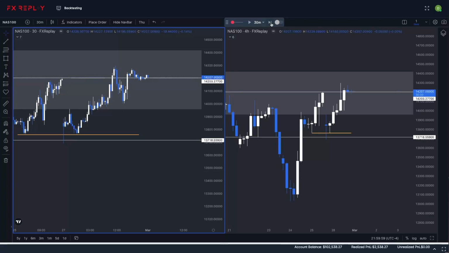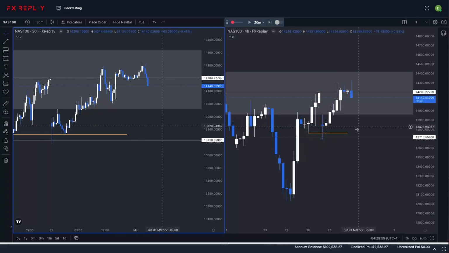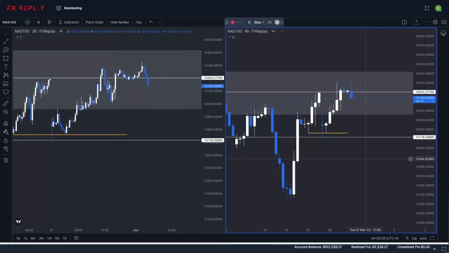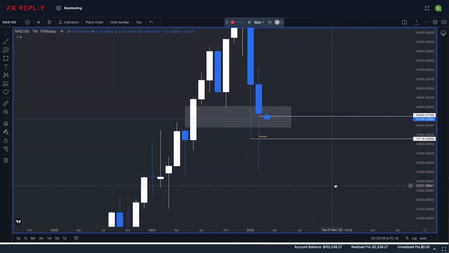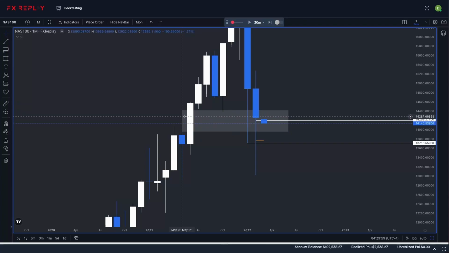Now I think we're in March, so the monthly has closed. And you can see what I mean. We've respected this gap. It's still respecting it. We can wick way down through it, but as long as we close with a long wick, as long as the body doesn't close through the gap, this is still valid in my eyes.